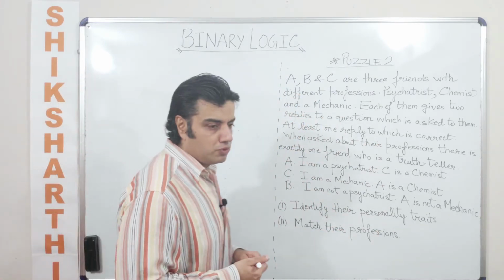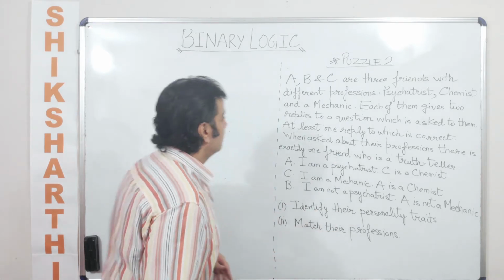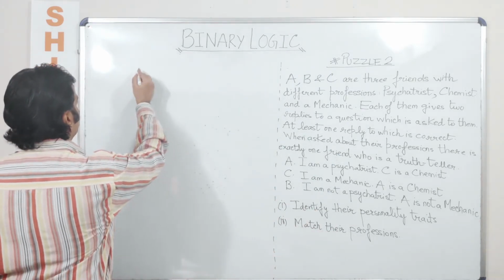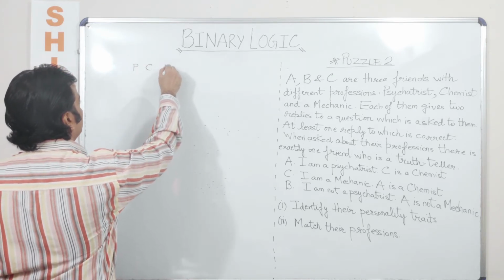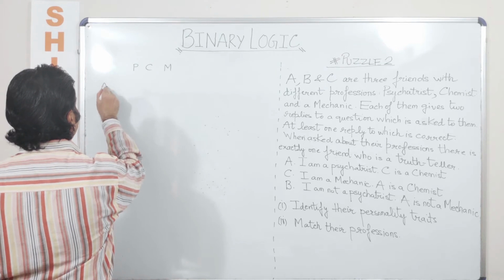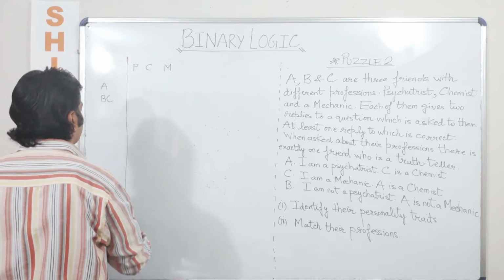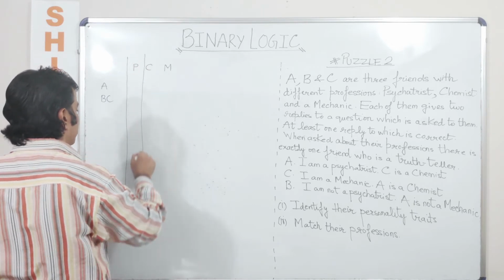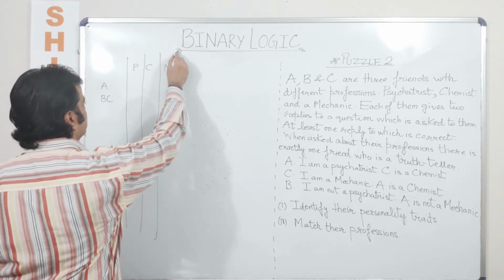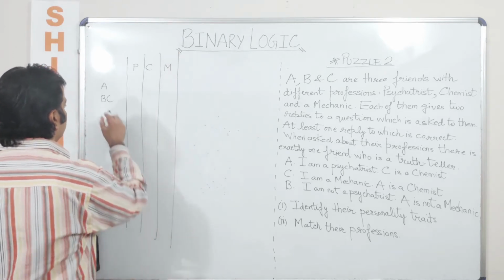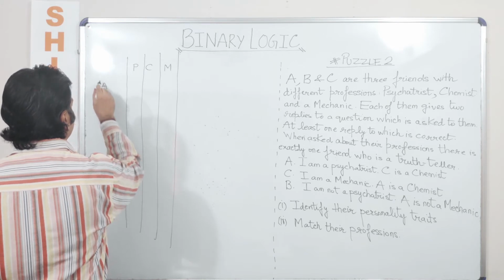So we will take the same approach as we had taken in others, maybe slightly different from that. Now I am taking this as P, C, M for their professions, and these are A, B, C. And here what I am doing is I'll be making 3 cases. And why am I making 3 cases? Because as discussed earlier in my earlier videos also, let us give a chance to each of them to be a truth teller at a time.